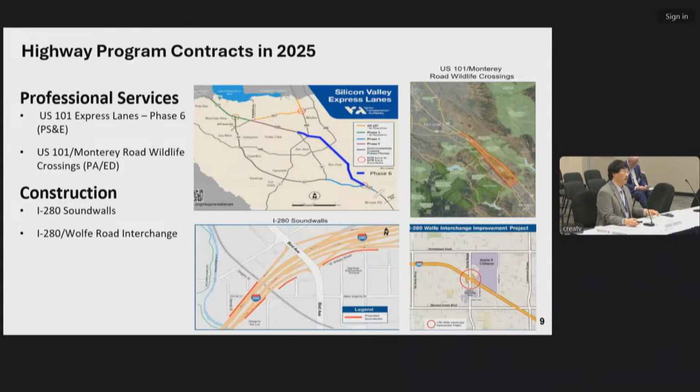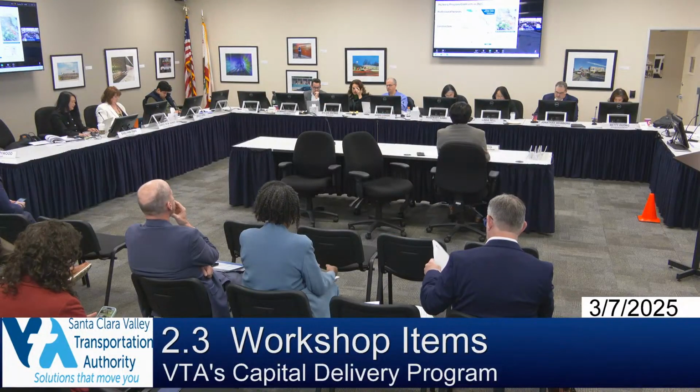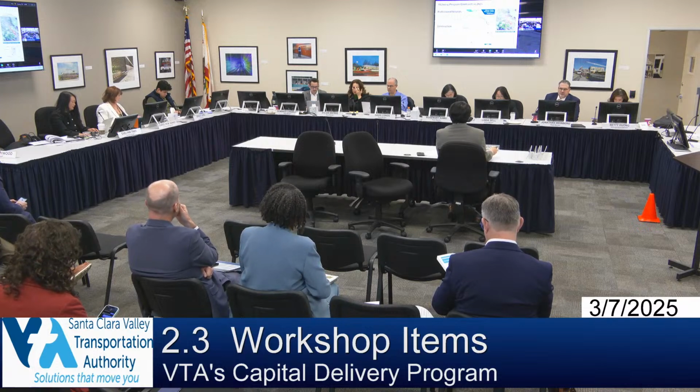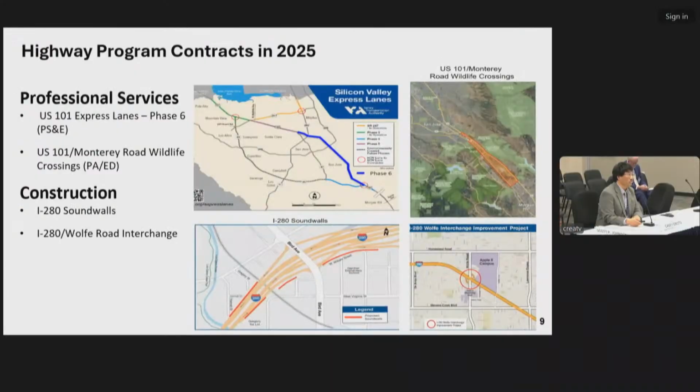The highway program. So these are the 4 upcoming procurements that will be going to the board in 2025. It's a variety of projects. One that's an express lane project. We're moving into what we're calling phase 6 in the dark blue line on the map there.